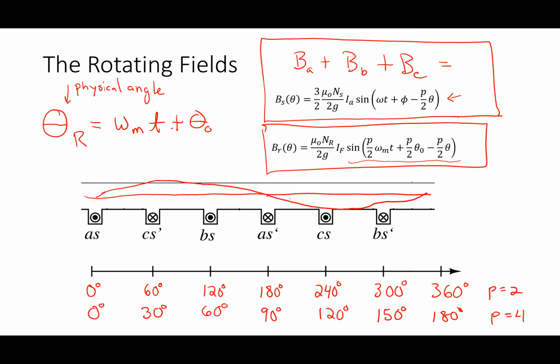All right, now the thing is, this is showing the field at what time? If this is my zero line right here, what time is this showing it for? T equal to what? That's a fancy expression: sine of omega t plus phi minus P over 2 theta. T is equal to 0. At t equal to 0, this is what it would look like, right?